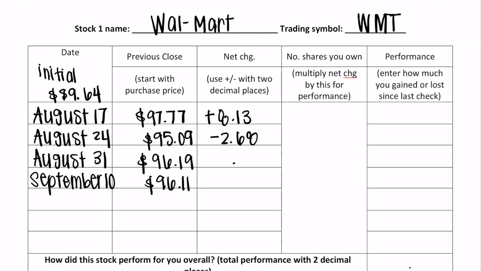Then you do the same thing for the 24th. $95.09, that is a net change of negative $2.68. You do the same thing for the 31st. On the 31st, it was 96.19, which is a positive $1.10 change since the last time I checked it on the 24th. And then for the 10th, it was 96.11, which is a negative 8-cent change since the last time I checked it.